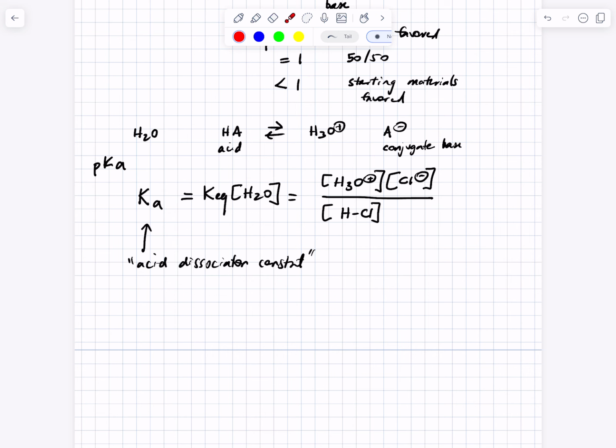All right, so that's how we define Ka. Ka is the acid dissociation constant. And again, if Ka is greater than 1, what that means is the acid loses its proton to water to become the conjugate base, H3O plus and Cl minus.